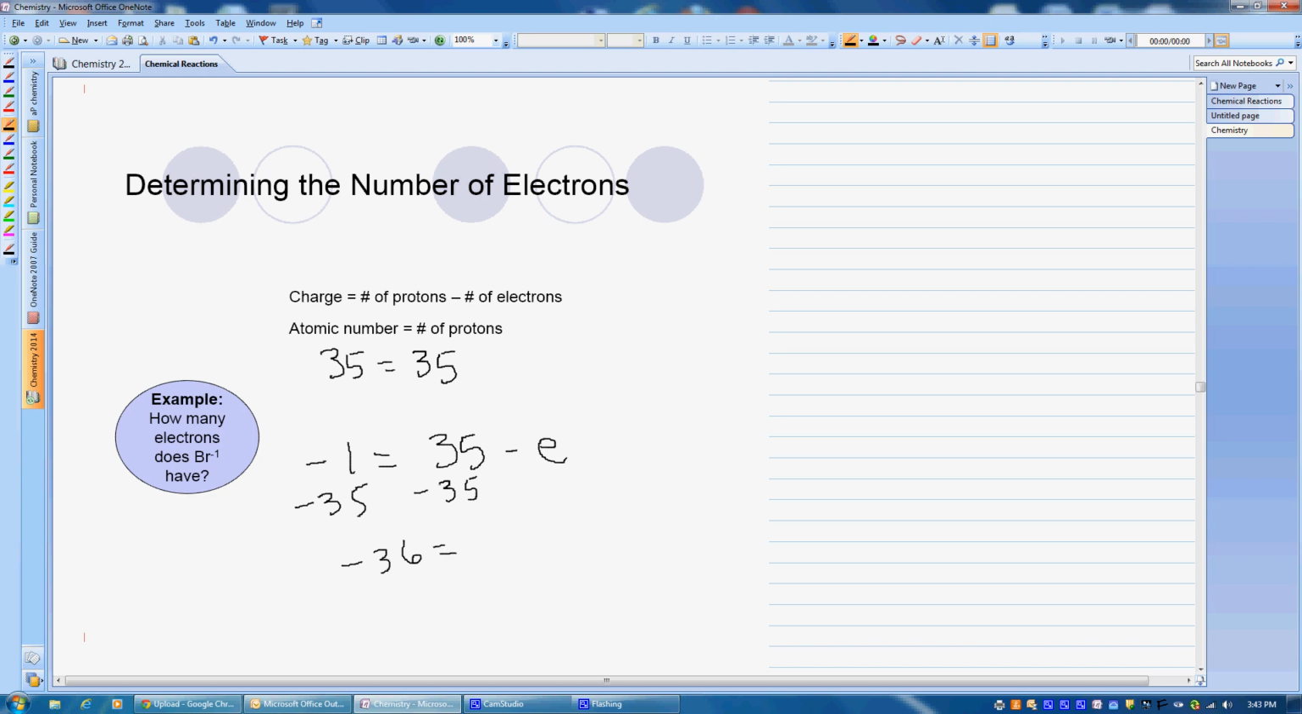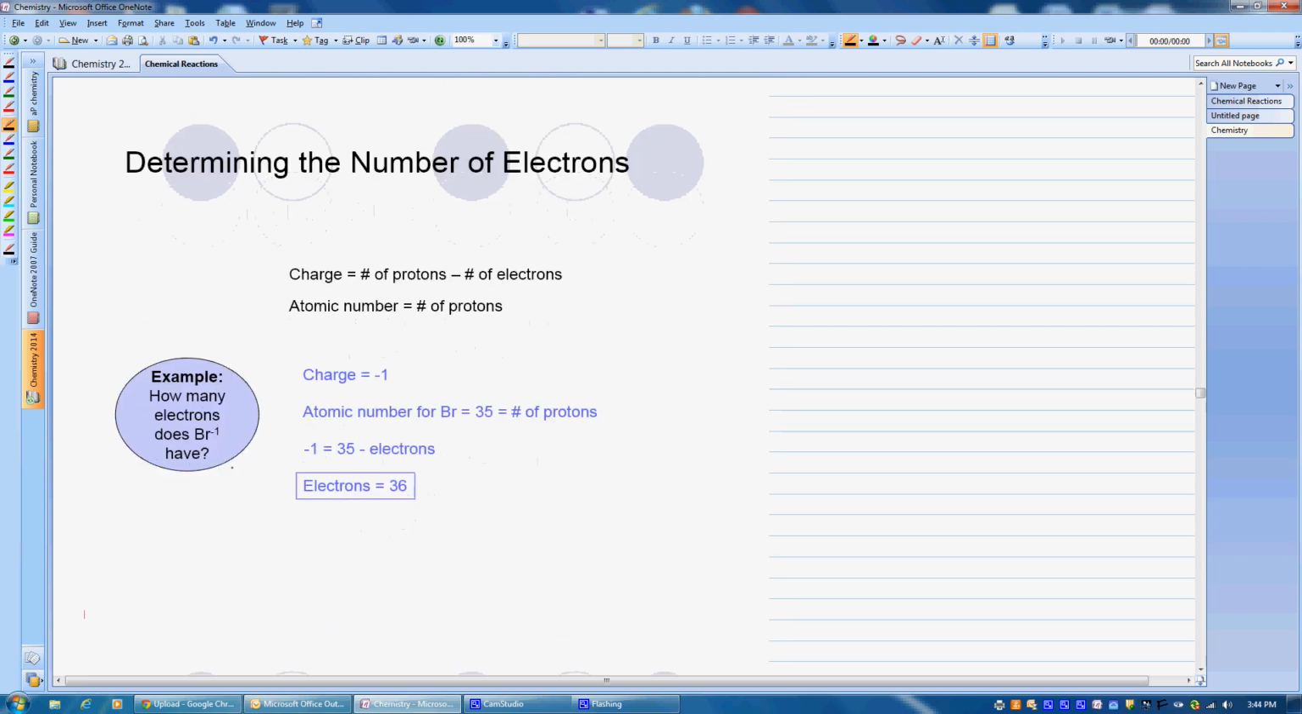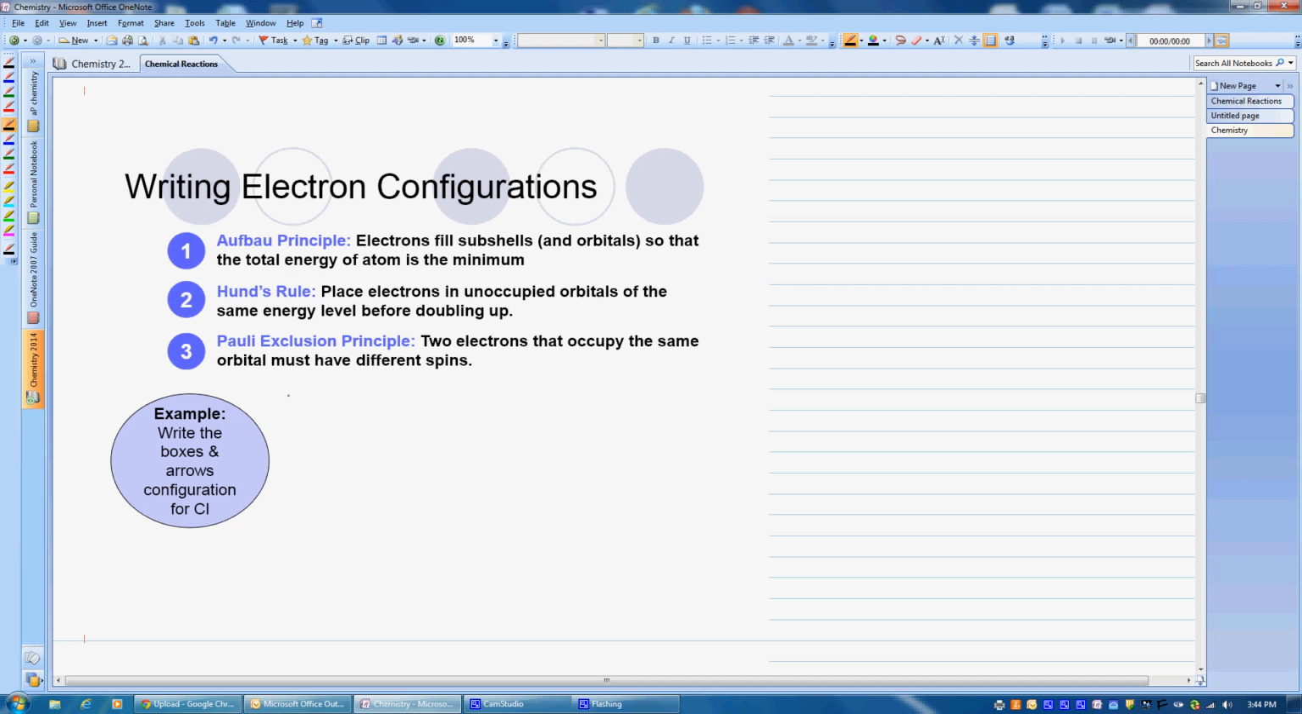So we have 1 more electron than protons, and remember protons are positive. So positive protons, negative electrons. If we have a negative charge, we have extra electrons. Okay? And this shows the work. So when we're writing our electron configurations, let's say we're doing chlorine, we'll do this one real quick. It's number 17. When we get done with our configuration, we have to have 17 electrons.